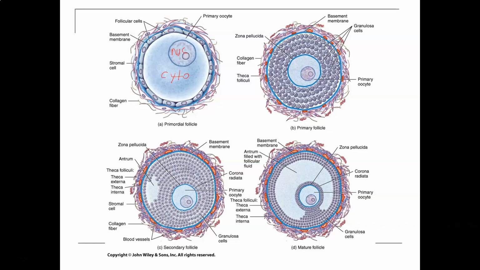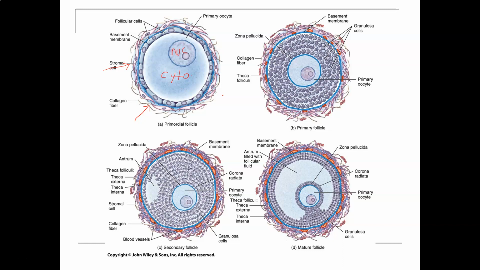And then we see this layer of follicle cells around it. Okay, and they're also showing you outside of that there'd be some connective tissue. See these stromal cells with collagen fibers. So that's your primordial follicle. Very simple.